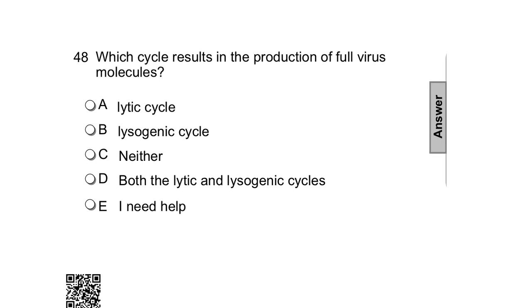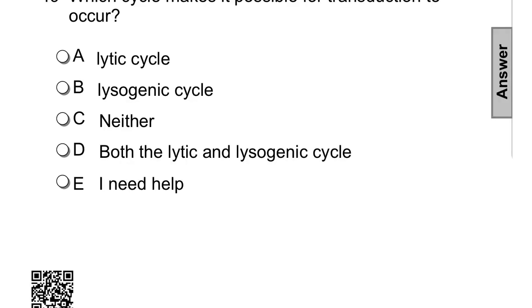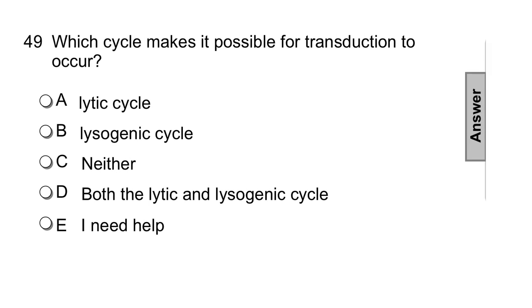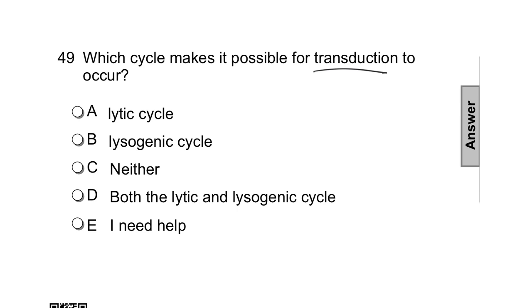Which cycle results in production of full virus molecules? Well, that's the lytic cycle. The lysogenic cycle, if it goes to the lytic cycle, will also produce full virus molecules. But it's really the lytic cycle part that happens. Which cycle makes it possible for transduction to occur? Okay, that would be the lysogenic cycle.